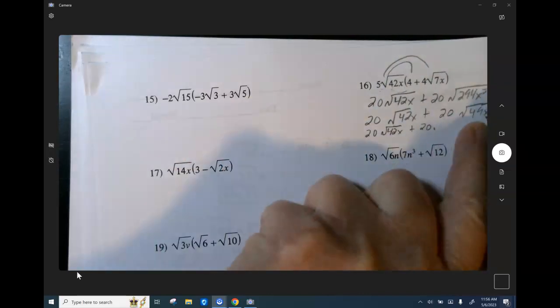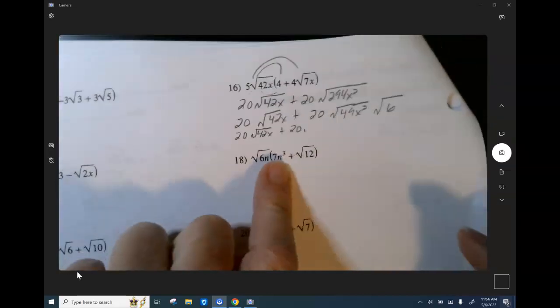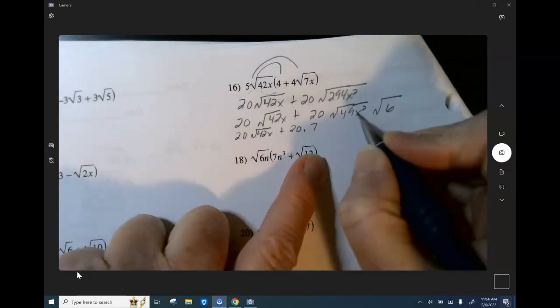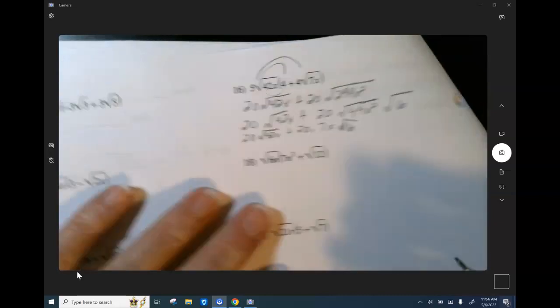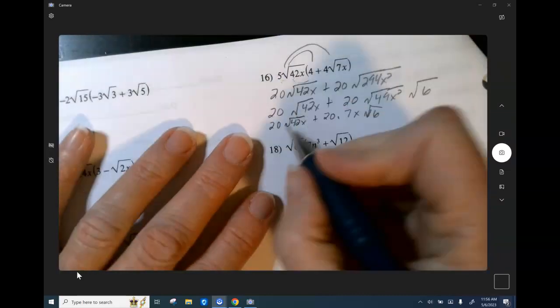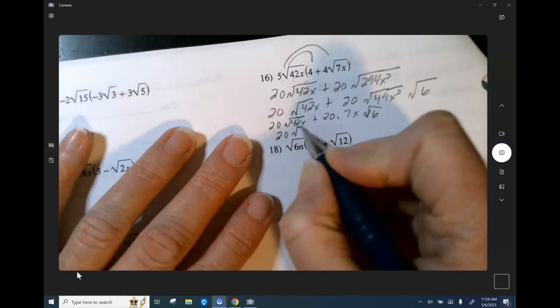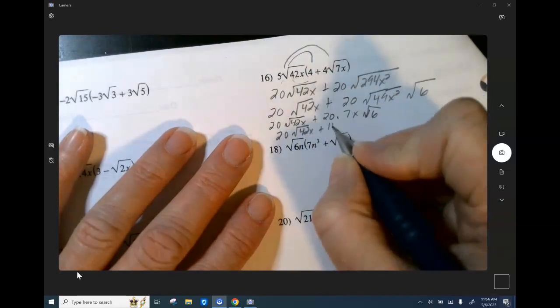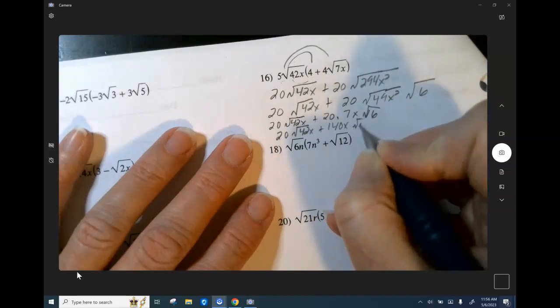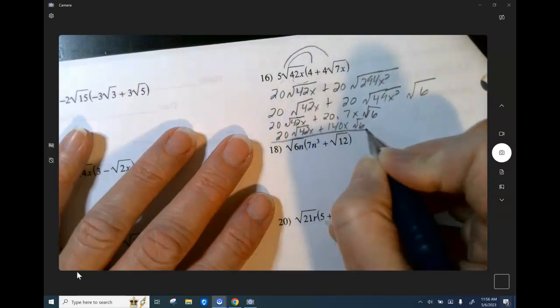20 times square root of 49 is 7. Square root of x squared is x times the square root of 6. So that gives me, I'm cramming it in here, 20 square root 42x plus 20 times 7 is 140 x square root 6. That's your answer.